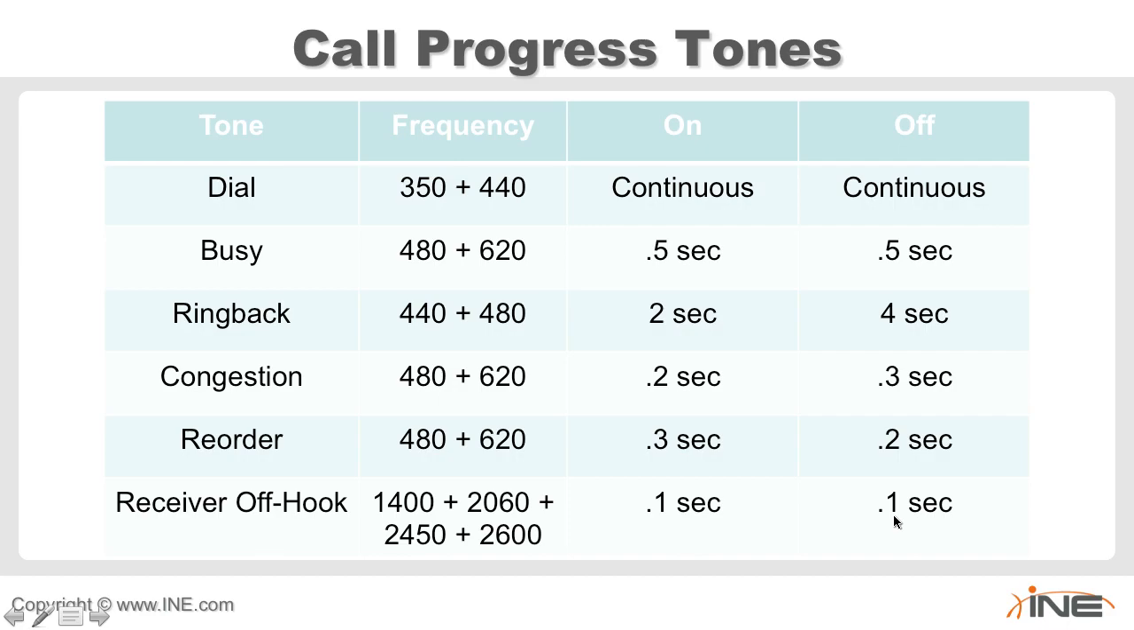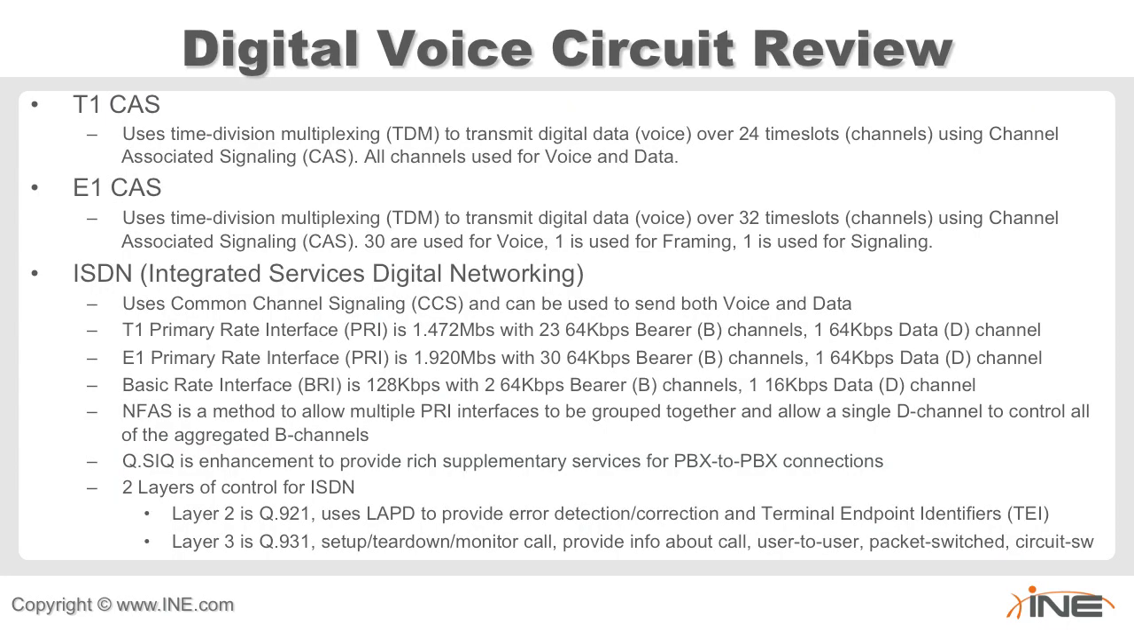Moving on. Look at a digital voice circuit review. First of all, we have T1 CAS, E1 CAS, and ISDN. So T1 CAS uses time division multiplexing, or TDM, to transmit digital data, which is voice, over 24 time slots, also referred to as channels, using channel-associated signaling, or CAS. All the channels are used for both voice and data.